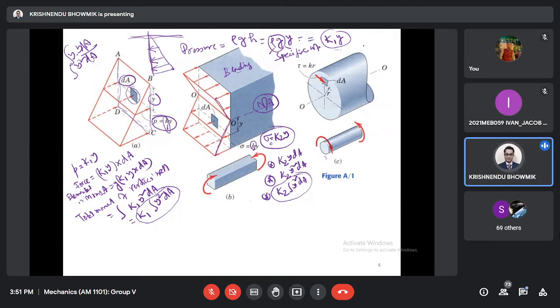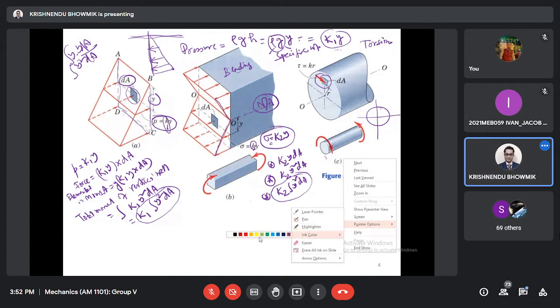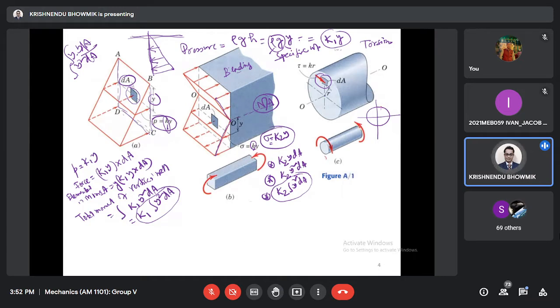When it is the torsion case, the shear stress is 0 actually at the center, then it is varying linearly. I will show you this way. The shear stress variation was like this. This was 0 at the center, and the shear stress is varying from 0 to some value like this. This is the variation of the shear stress.